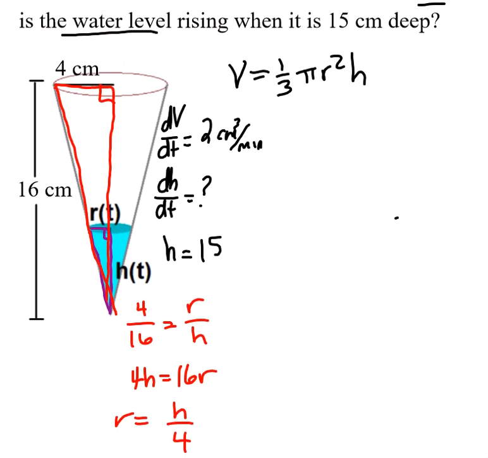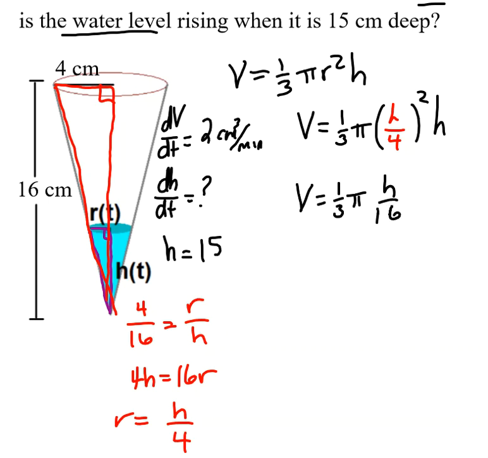Now if I go back to my equation, I can have V equals 1/3 pi, then instead of r squared, I can rewrite that as h over 4, quantity squared. So now I've got V equals 1/3 pi, h squared over 16, times another h. So what I'm doing here, I get pi over 48 h cubed. Now I have my equation for volume of a cone solely in terms of its height.